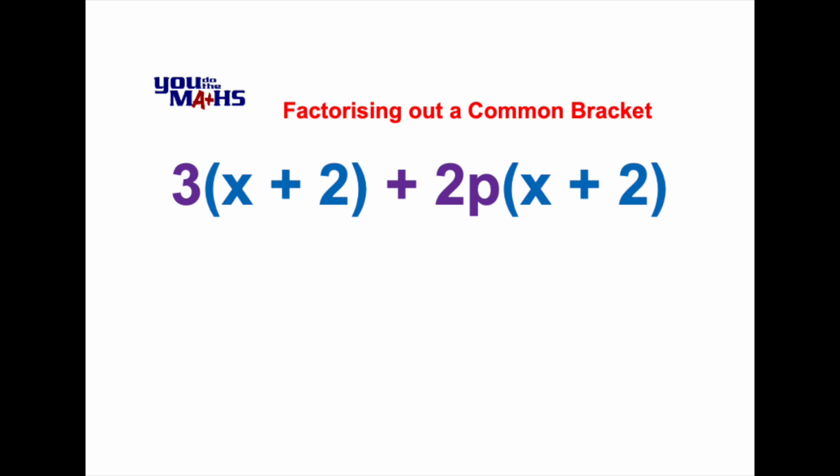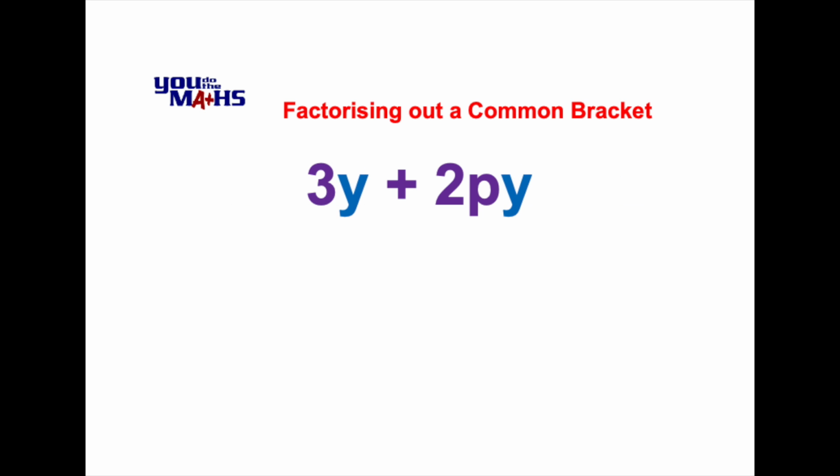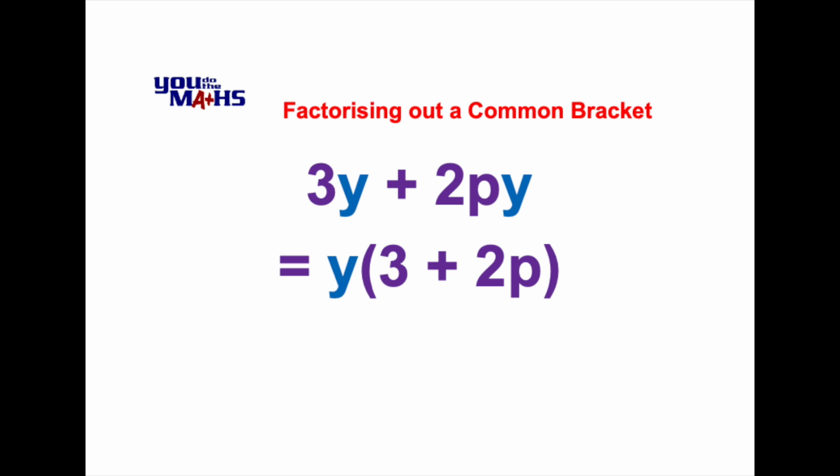Well, let's consider something that might be a little bit more basic. So we've got 3y plus 2py, and we're asked to factorise this expression. What we know is that there's a common factor. Remember, factor is something that divides exactly into a particular number, or in this case a term. And y is common to both of the terms in this expression. So we factorise that out, and what's left in the bracket is 3 plus 2p. Of course, we can always test that out by expanding the brackets again.